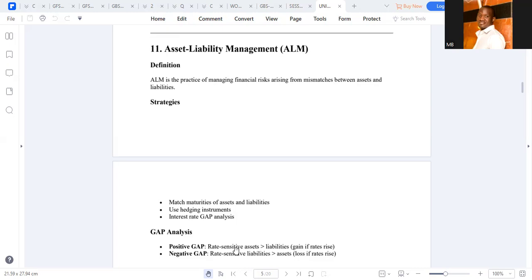When assets reprice faster than liabilities, then we have a profit when rates rise. If we have a negative gap, it means that liabilities reprice faster than assets, so there are losses that occur when rates rise. Are we together?